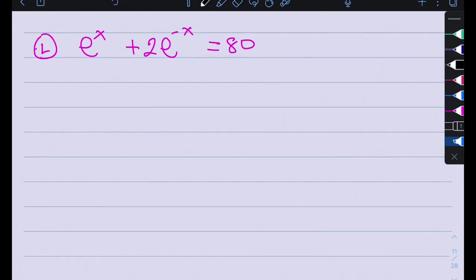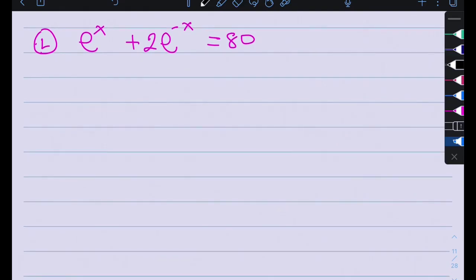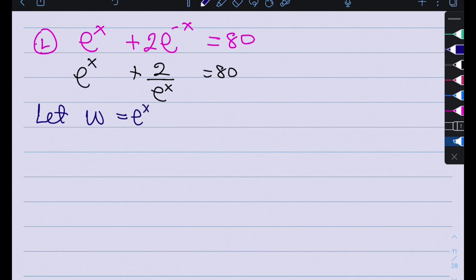Okay, how about this particular one? Well, don't be quick to do the substitution now. Hold on, apply a little bit of indices. Indices says e^x + 2/e^x = 80. Now you can do the substitution. You can say that let w be equal to e^x. So that means that we have w + 2/w = 80, right?